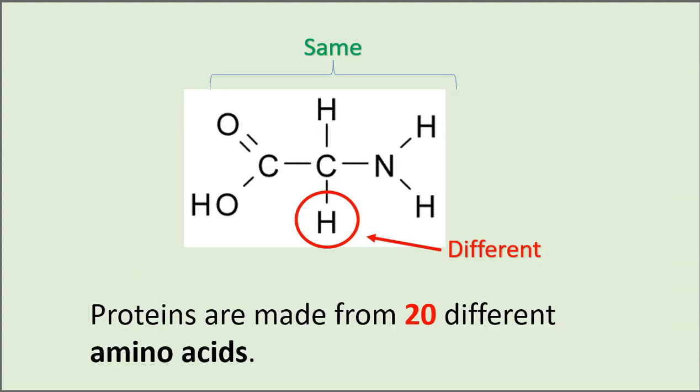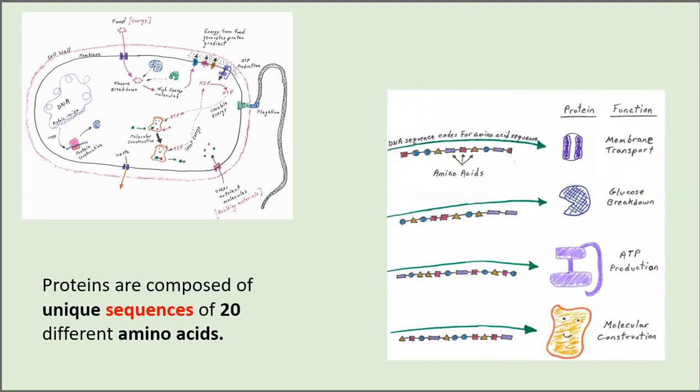Now you'll recall proteins are composed of amino acids, and there are 20 different amino acids. They differ by whatever is attached at this location to the carbon there. Proteins are composed of unique sequences of 20 different amino acids. So let's take a look at our 4 proteins over here on the right, and you'll notice here is the amino acid sequence for this protein, and here's the amino acid sequence for that protein. Notice they're different. In fact, all 4 proteins have a different sequence of amino acids.